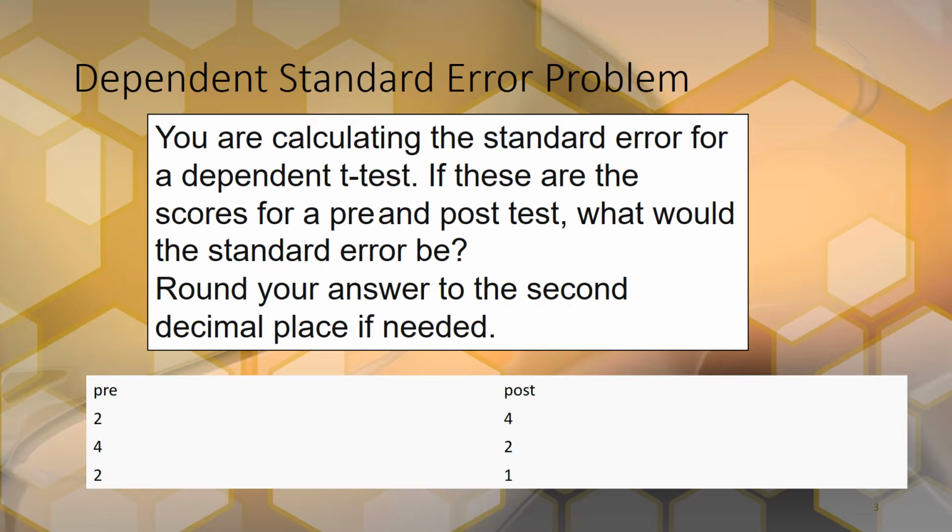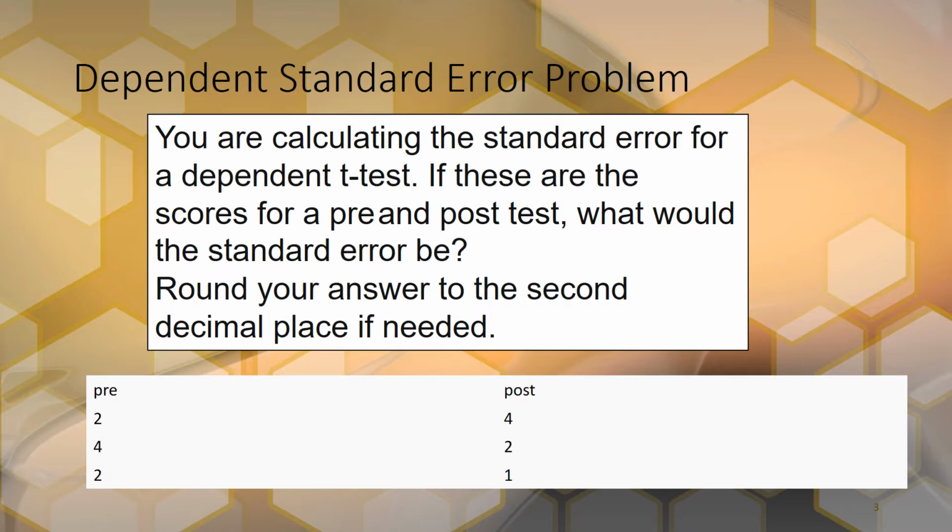I'm going to go over a dependent standard error problem. Here's a problem, and it says you are calculating the standard error for a dependent t-test. If these are the scores for a pre and post test, what would the standard error be? Round your answer to the second decimal place if needed.